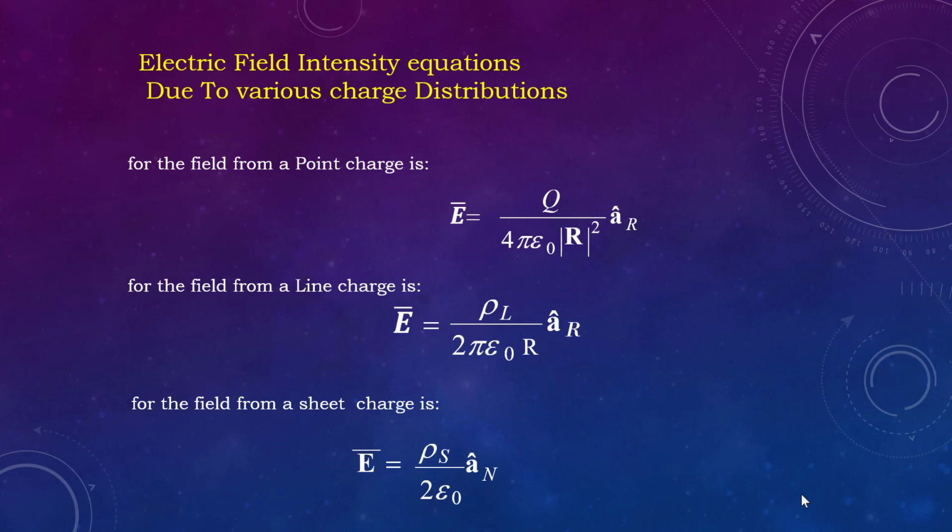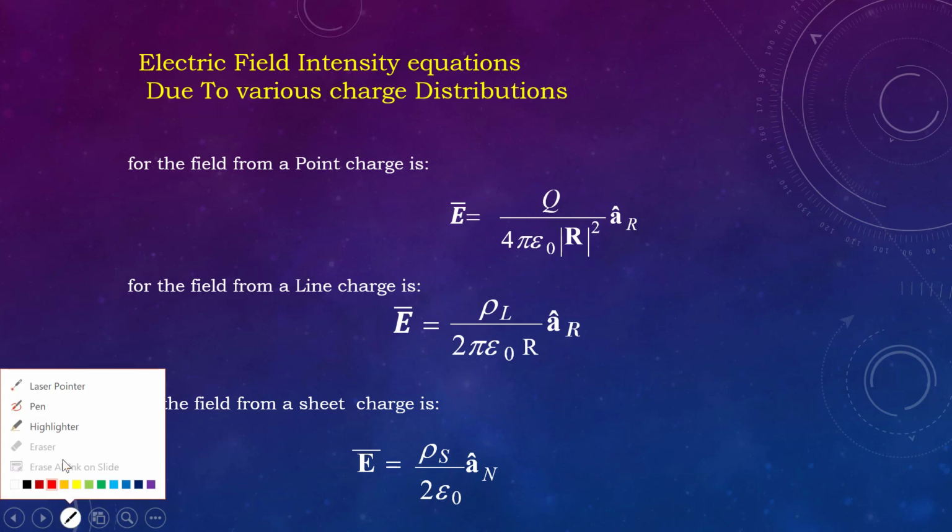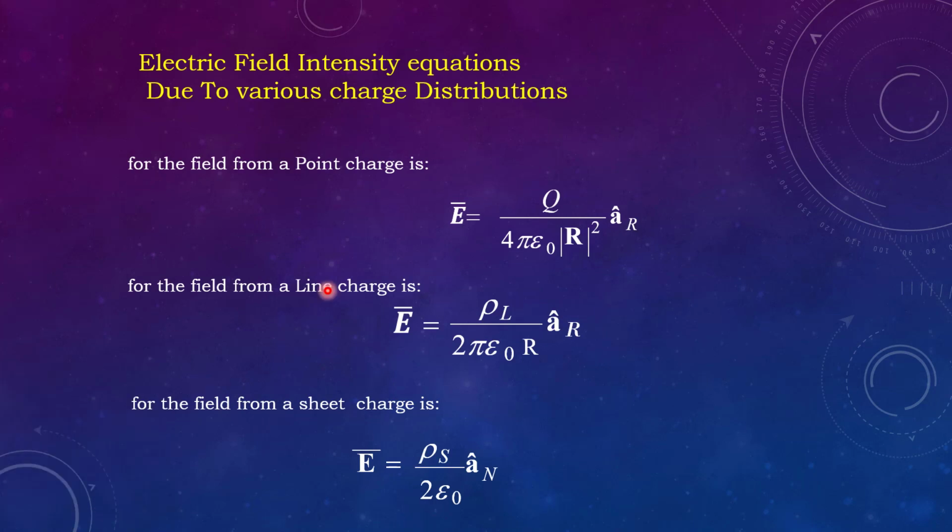So E bar because of the point charge is given as E bar is equal to Q divided by 4 pi epsilon naught R square into AR cap, where R is the distance between the point where the point charge is placed and the point where we want to find out the intensity.